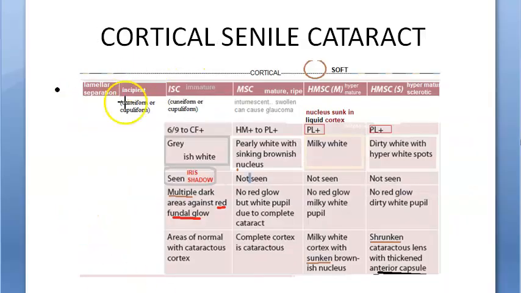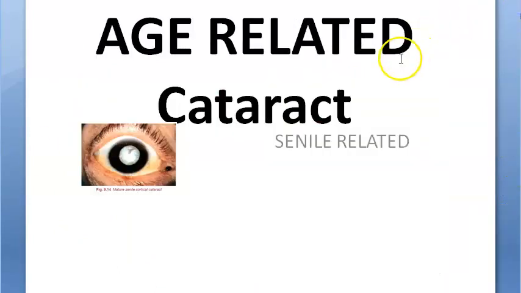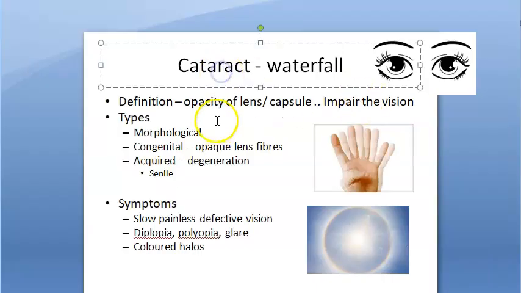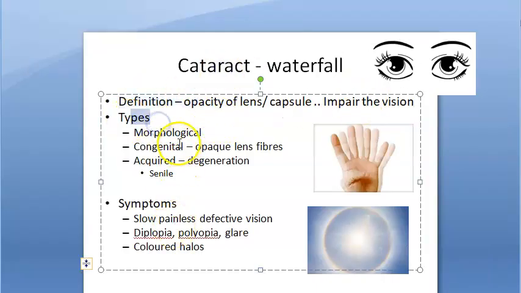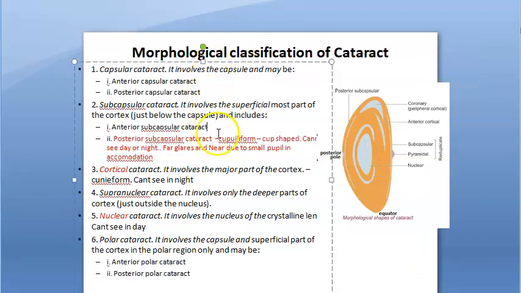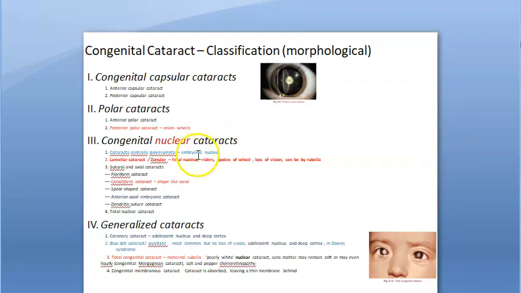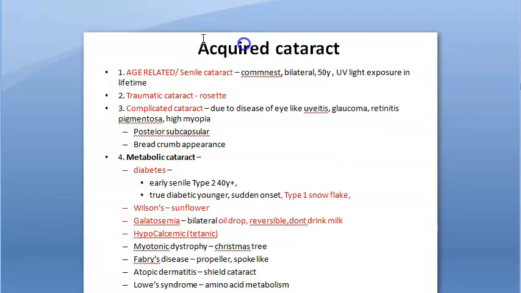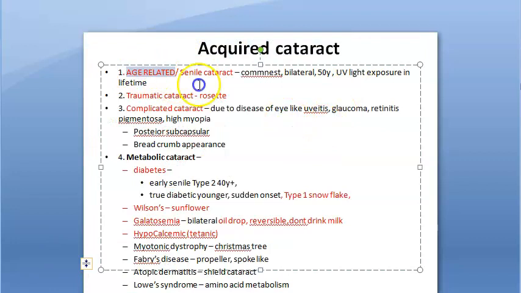Hello people, in this video we want to look at cortical senile cataract. Where are we? We wanted to look at age-related cataract or senile cataract. We looked at what cataract means, what the definition is, what the types are. We looked at the symptoms. In types we looked at the morphological classification. Then we looked at congenital cataract classification, then acquired cataract classification. In that, the first one they have given us is age-related senile cataract.